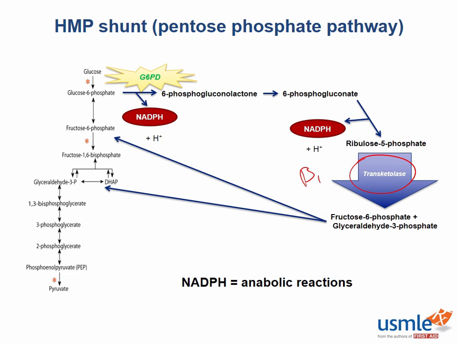Notice here how the end products of the HMP shunt feed back into the glycolysis pathway. This way the body can use the HMP shunt to make NADPH or ribose derivatives without creating much waste.